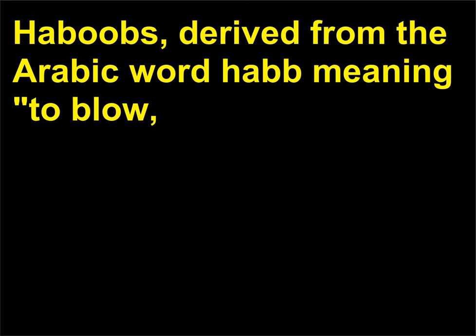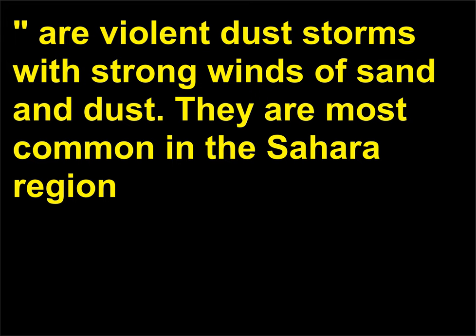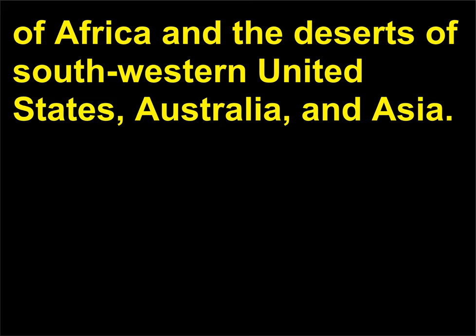Where do haboobs occur? Haboobs, derived from the Arabic word habb meaning to blow, are violent dust storms with strong winds of sand and dust. They are most common in the Sahara region of Africa and the deserts of southwestern United States, Australia, and Asia.